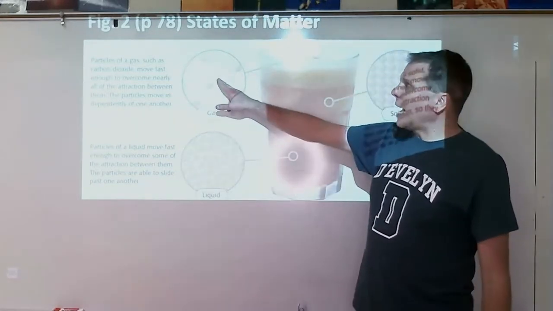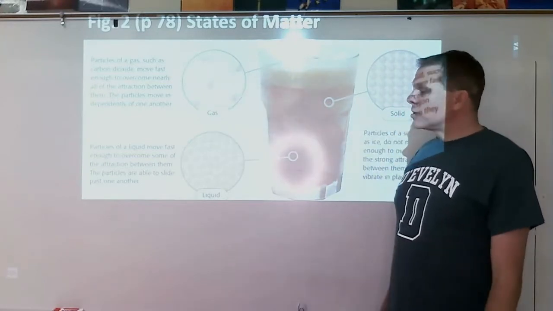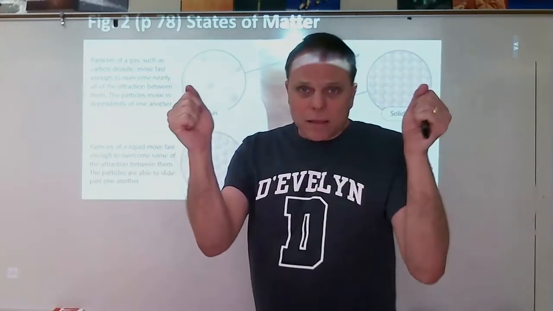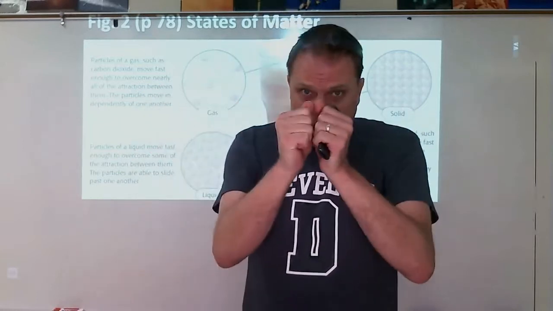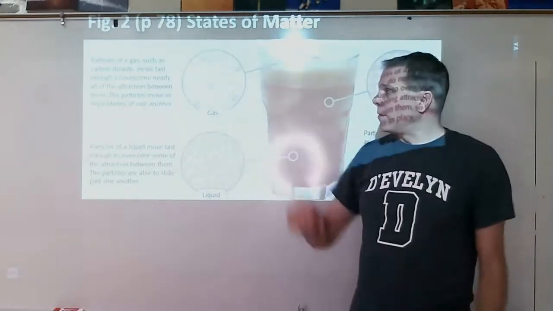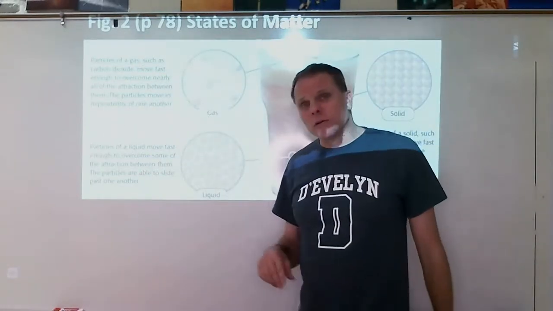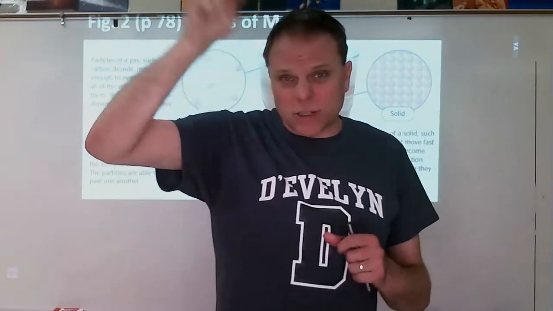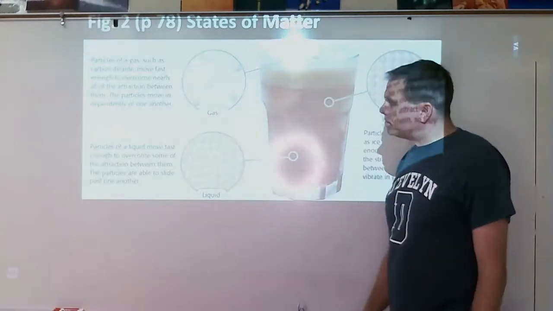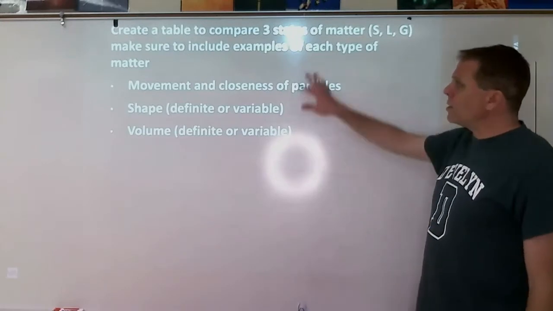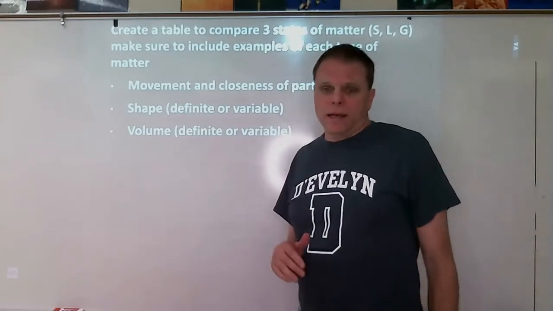And then if we go to a gas, the particles of the gas are moving so fast that they break the bonds of attraction they had between them, and now they're zipping all over the place. You can try to show that if you're drawing a particle model, show it with some extra lines that are zipping around, right?